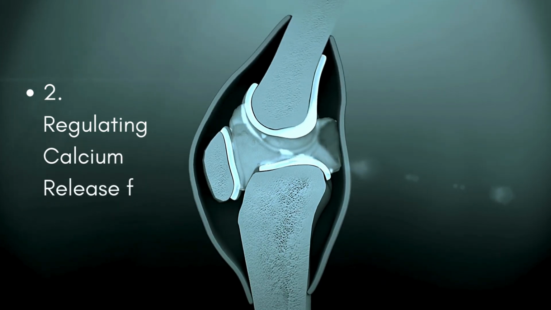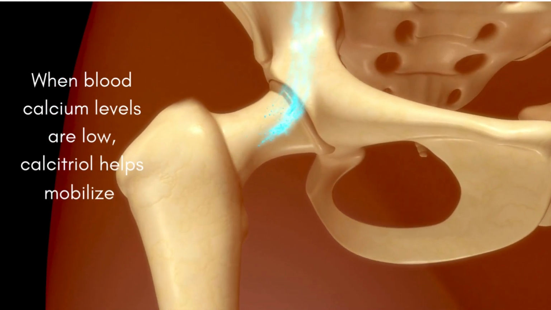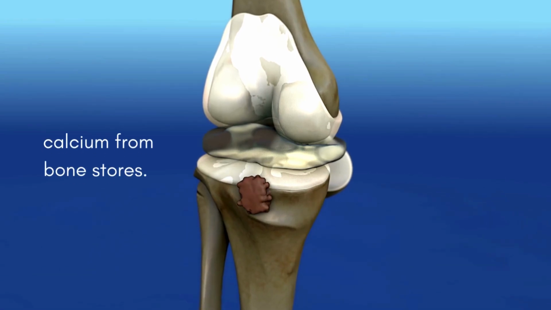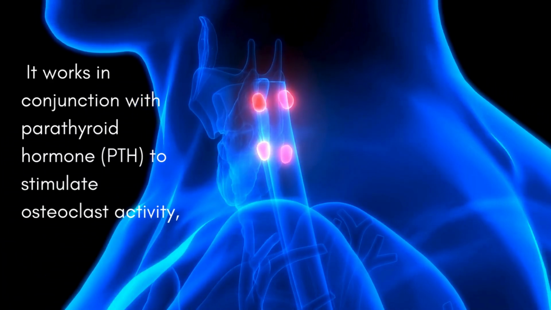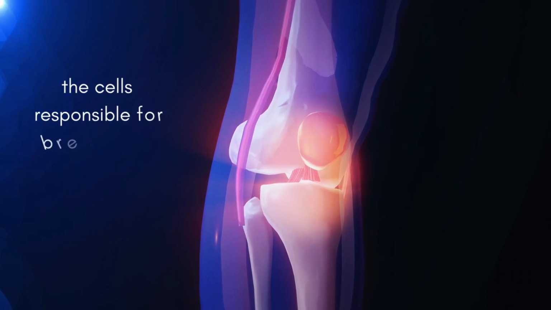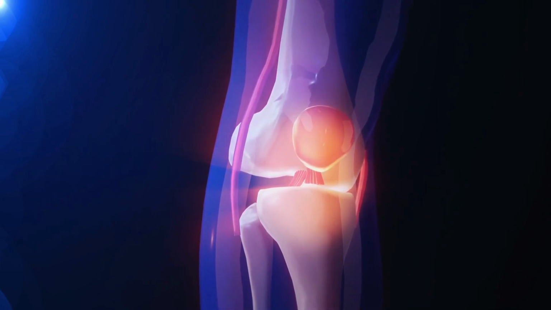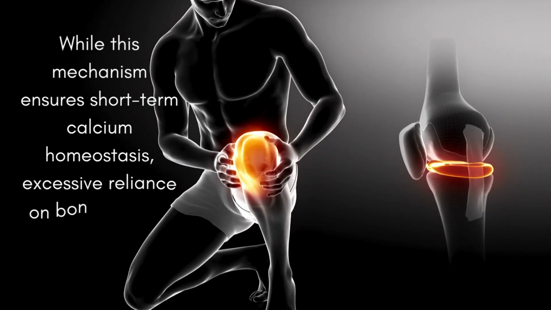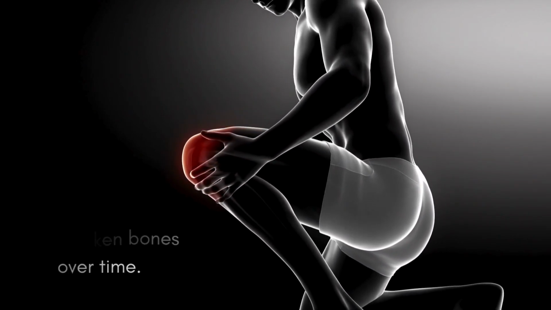2. Regulating calcium release from bones. When blood calcium levels are low, calcitriol helps mobilize calcium from bone stores. It works in conjunction with parathyroid hormone, PTH, to stimulate osteoclast activity, the cells responsible for breaking down bone tissue and releasing calcium into the blood. While this mechanism ensures short-term calcium homeostasis, excessive reliance on bone calcium can weaken bones over time.